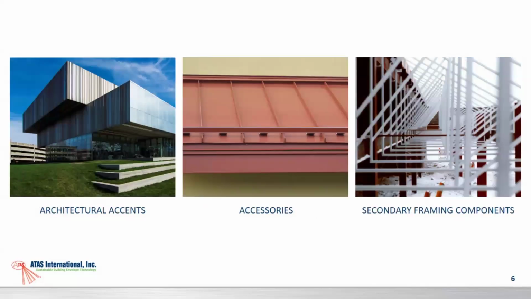We also have architectural accents like mitered corners, factory form corners, and trimless ends. And of course, a wide variety of accessories, from snow guards to rainwear systems, everything needed for proper installation of any of the insulated panels that we sell, single skin panels, and metal roofing panels. So a wide variety of accessories. And then also light gauge framing accessories, hat channels, continuous insulation girts. All those materials are available through ATAS as well.